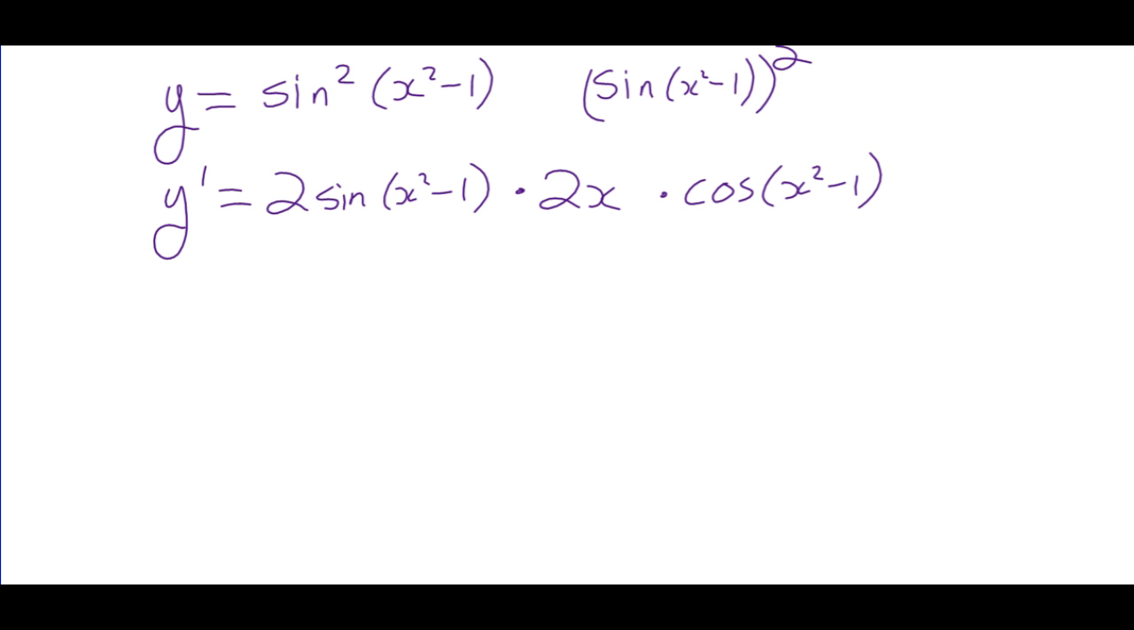Okay, so double application. Which is, what do we got? 4x sine of x squared minus 1.